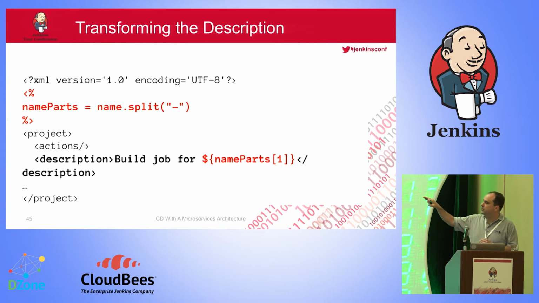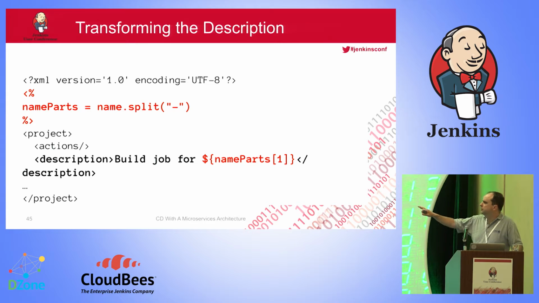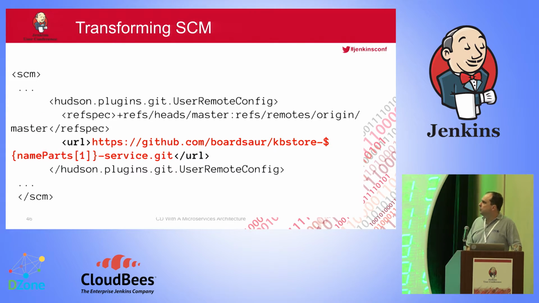And so I write little snippets of Groovy code. This is very much like server-side generation of an HTML page. I write a little snippet of Groovy code to split out my name and get the parts based on splitting on the dashes, and then insert the service part of it into the description.